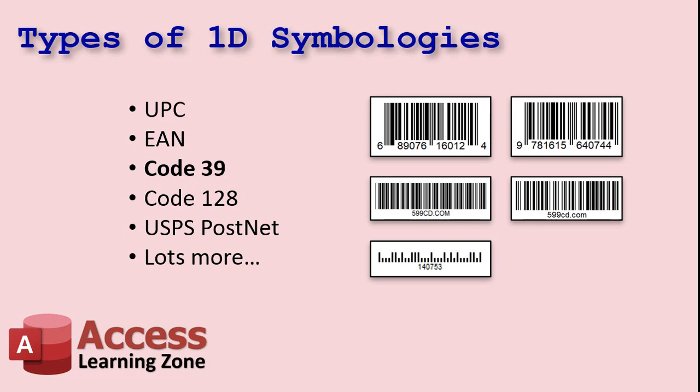There's the U.S. Postal Service, which has their own POSTNET code that sometimes you'll see on mail merges. There's all kinds of different barcodes. And like I said, most handheld scanners that you're going to buy today will read pretty much all of these.